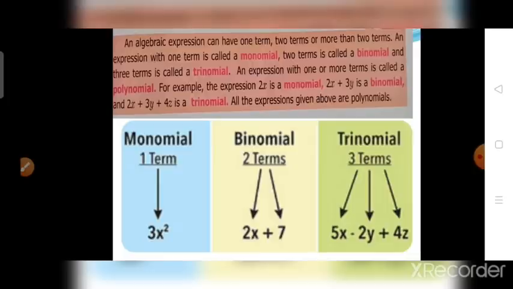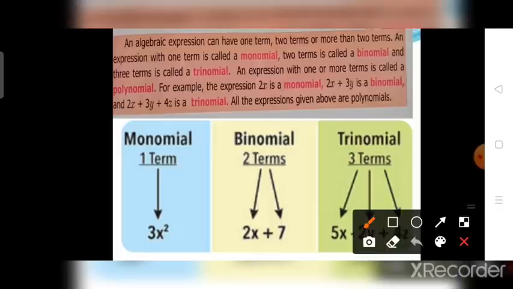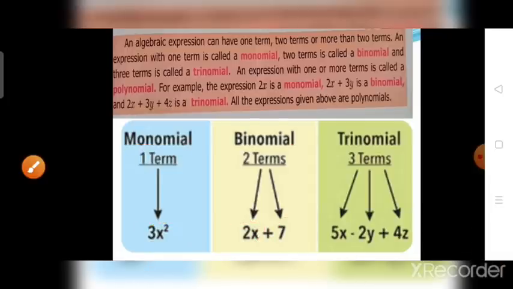All the expressions given below are polynomials. Only one term, like 2x or 3y or 4y, means monomial. Two terms, this one term and this one term, totally two terms means binomial. Three terms, 5x one term, minus 2y another term, and plus 4z the third term, means trinomial. More than three terms, four terms or five terms, means polynomial. Are you understanding, students?